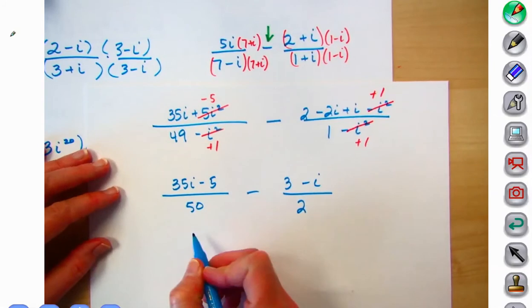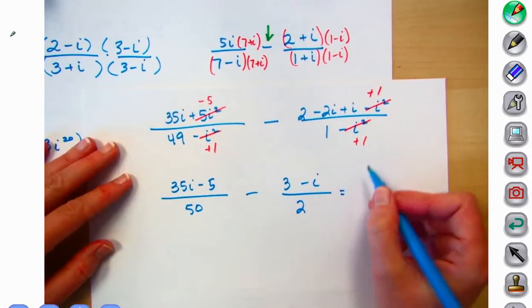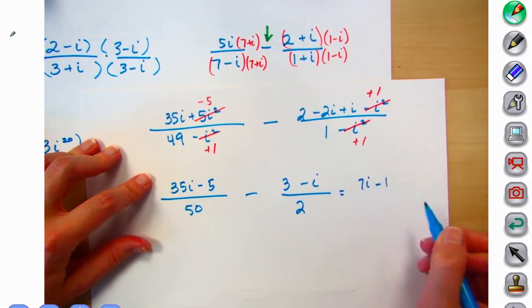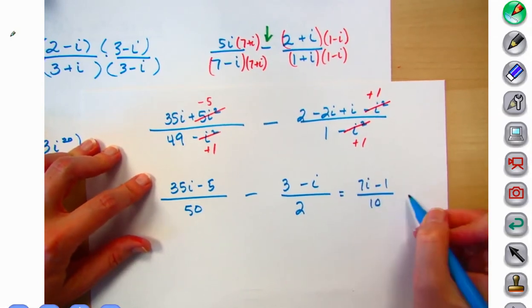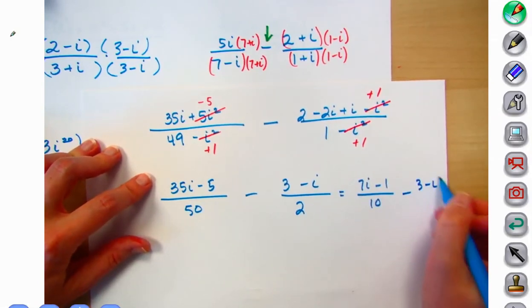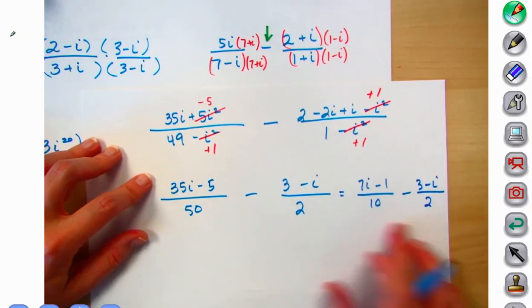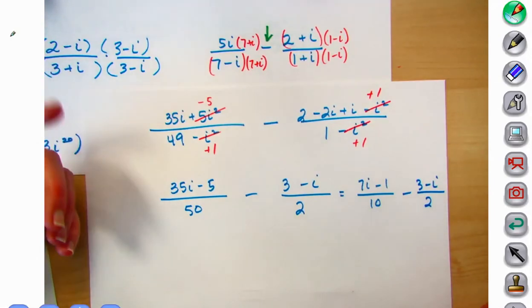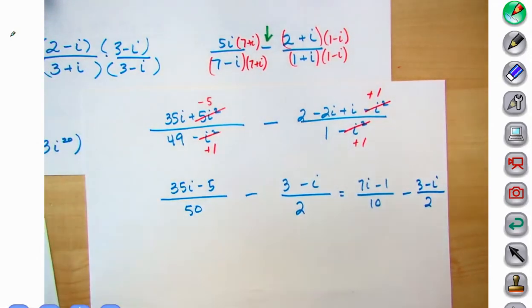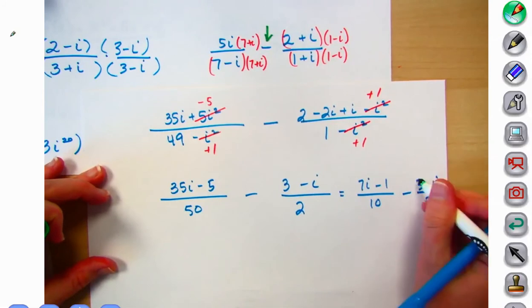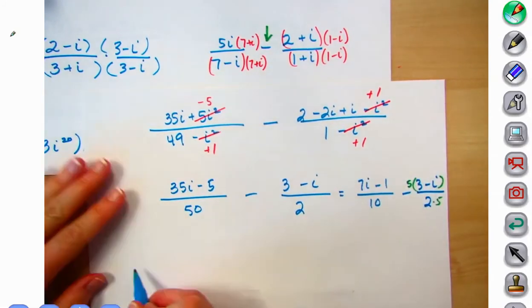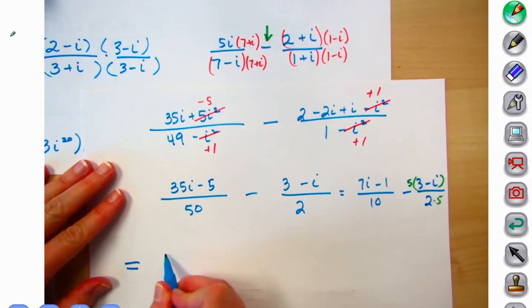So this is going to turn into, and I'll write it over here to save some room, take 5 out of everything, (7i minus 1) over 10 minus (3 minus i) over 2. So now we can more easily see what a good common denominator, least common denominator, is here. It's 10. So let's multiply this by 5 and this by 5.